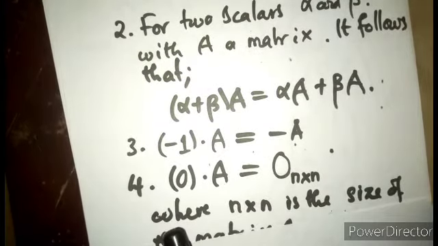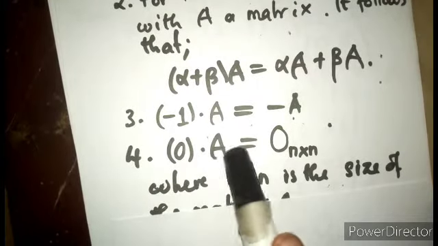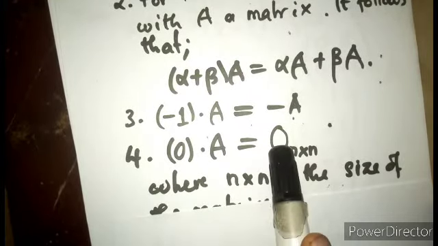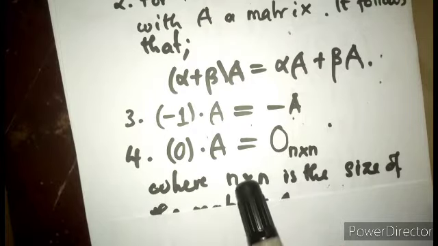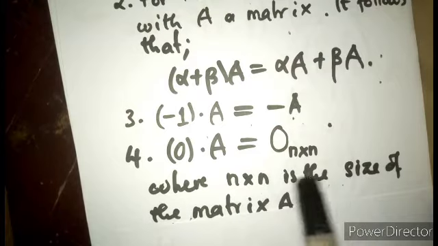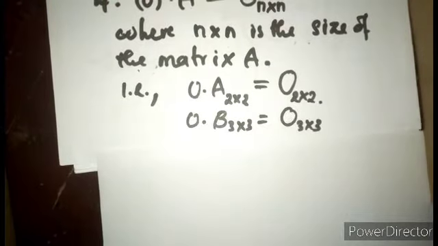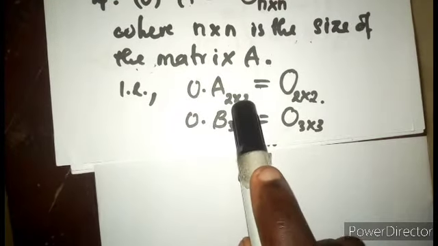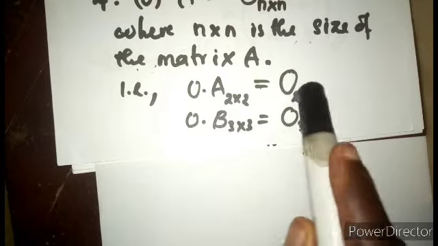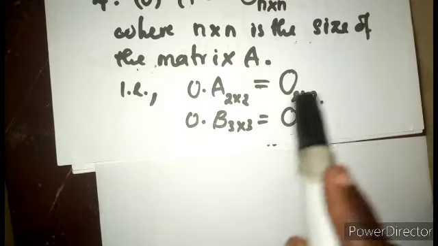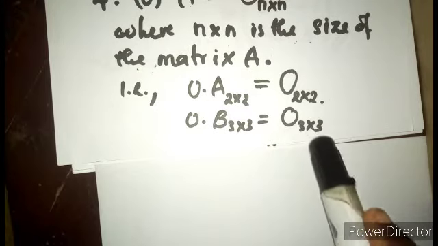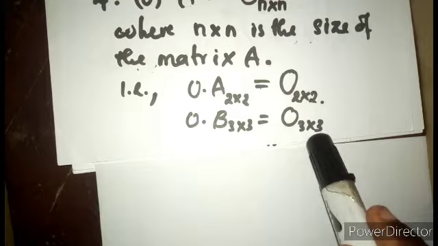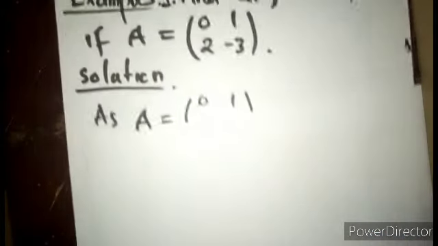And the fourth and the last fact is what? 0 times the matrix A is equal to the 0 matrix of size n by n, where this n by n is actually the size of the matrix A. By that, we simply mean if matrix A is a 2 by 2 matrix, then 0 times A will give you the 2 by 2 zero matrix. If matrix B is a 3 by 3 matrix, then 0 times B will give us the 3 by 3 zero matrix. So we'll go straight to an example.